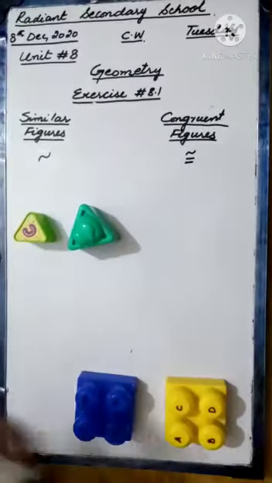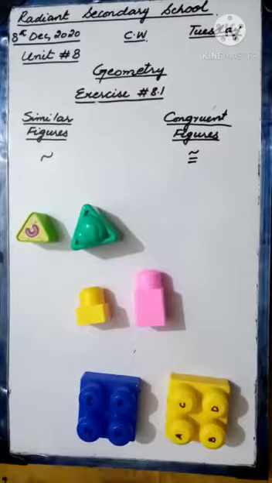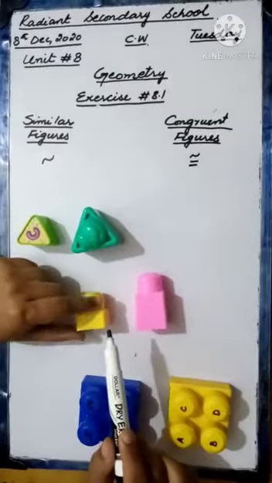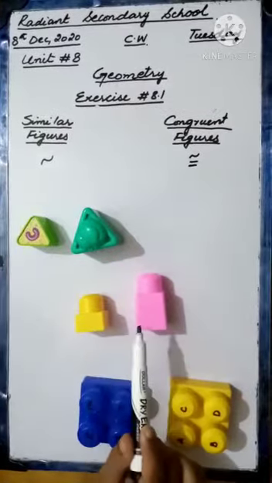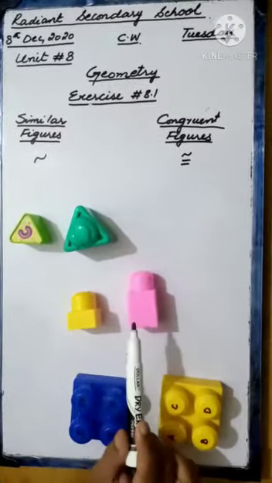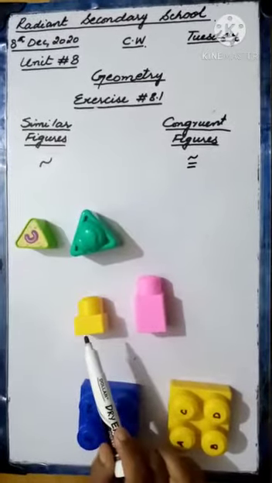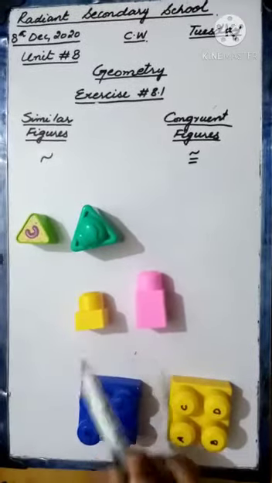Let's take another example. Suppose I'm discussing these two. Yes, students, what type of figures are these? Yes, good. These are similar figures. You can see that their size is different but their shape is exactly the same. So these are similar figures.